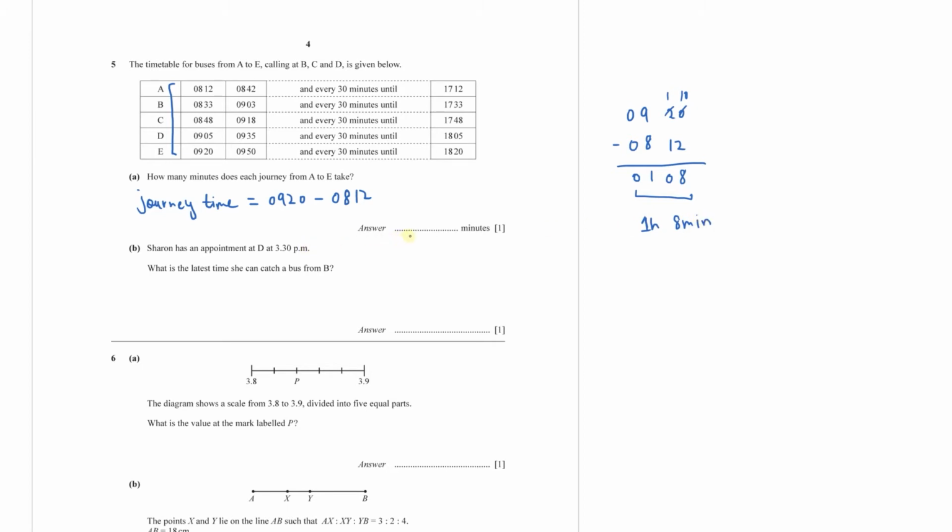But the answer is needed in minutes. So I can write 1 hour as 60 minutes. So this will be 60 plus 8 equals 68 minutes. So your answer here will be 68.